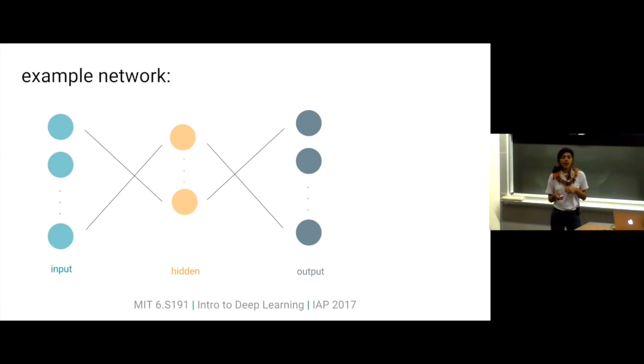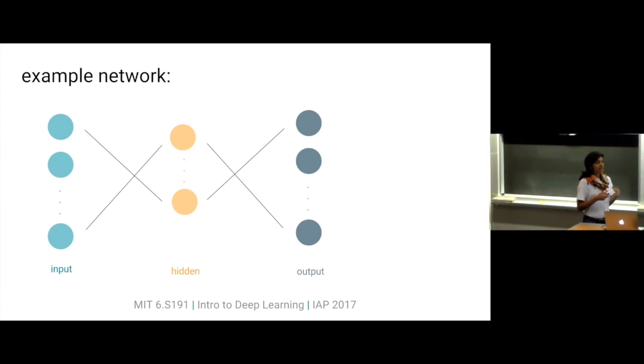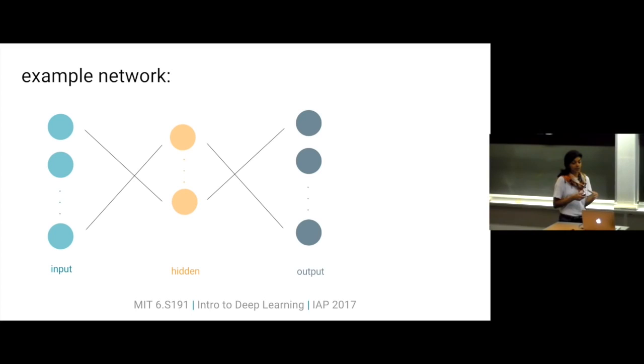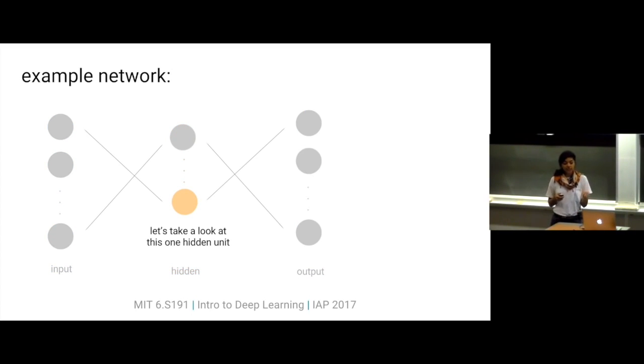OK, so a recurrent neural network, when you look at it, is pretty similar. It's architected in a pretty similar way to the feed-forward neural network that you saw in the first lecture. There's some inputs, there's some hidden layers or multiple hidden layers, and then there's some outputs. The key difference is that each of those hidden units is just doing something a little bit different. So let's take a look at this one hidden unit to see what it's doing.